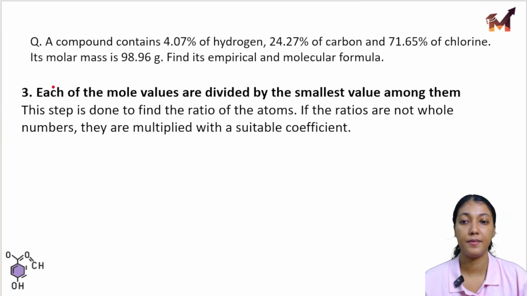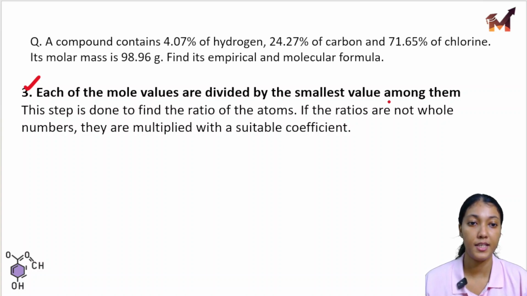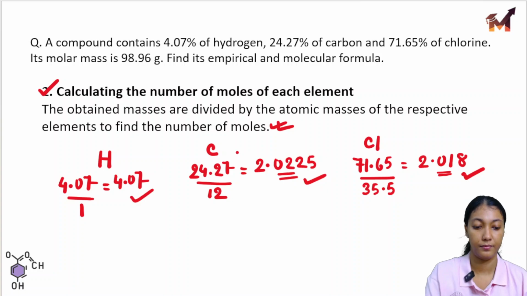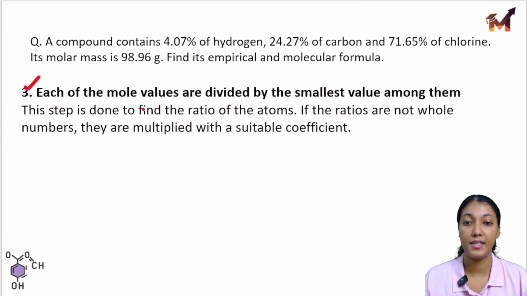So the third step is very important. Each of the mole values are divided by the smallest value among them. मतलब ये जो 3 वैल्यूज हमने यहाँ पे निकाले, इनमें से सबसे जो कम वैल्यू होगा उससे we will divide all the other values. This step is done to find the ratio of the atoms. अब हम धीरे धीरे empirical formula की तरफ बढ़ रहे हैं because we are now finding the ratio of the atoms.